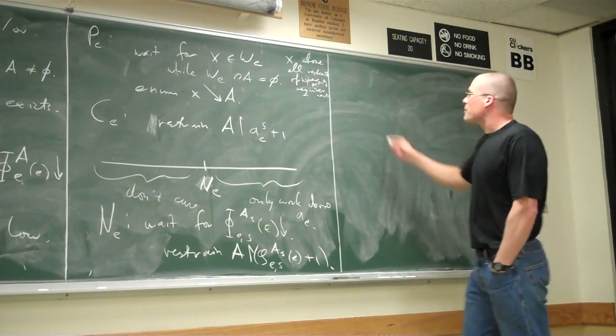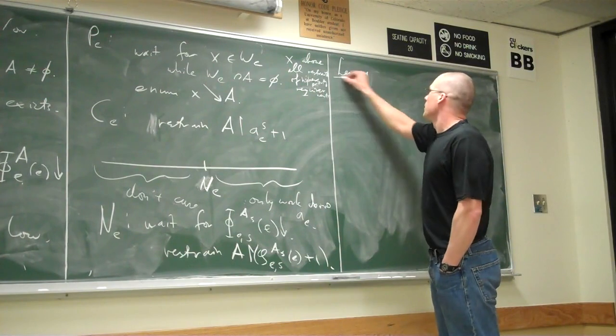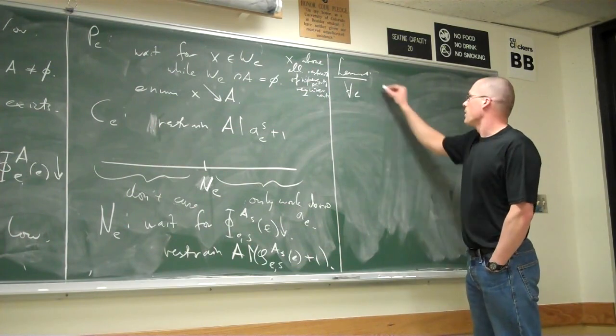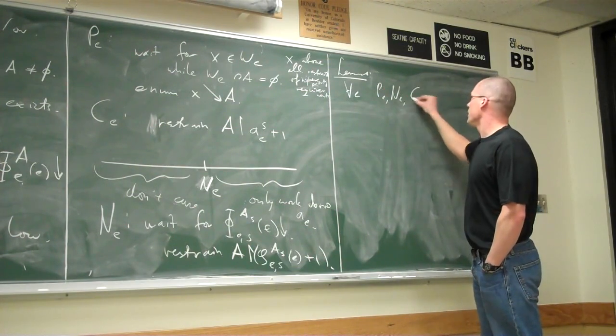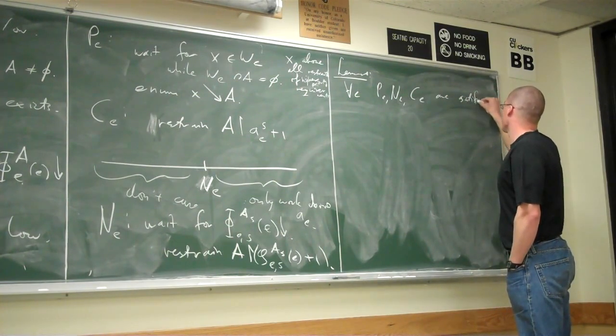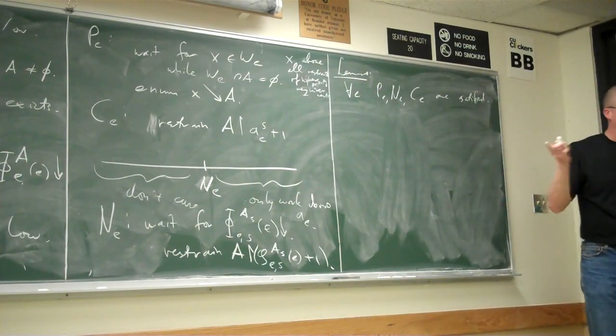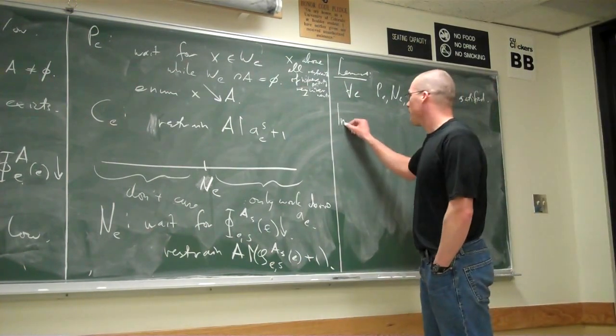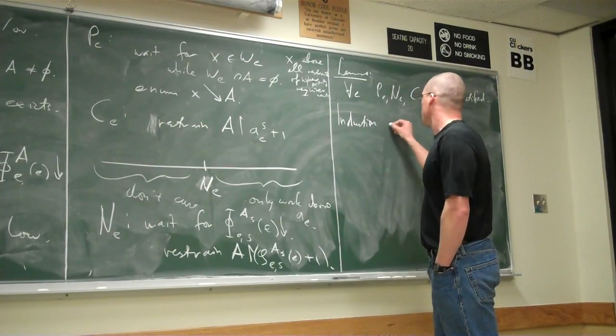So this means we want one lemma that says for all E, PE, NE, and CE are satisfied. They all interrelate to each other. And then you see this, and my undergraduate classes can usually tell me, so how do you prove this? Well, for all E natural numbers, so induction, right? Induction on E.